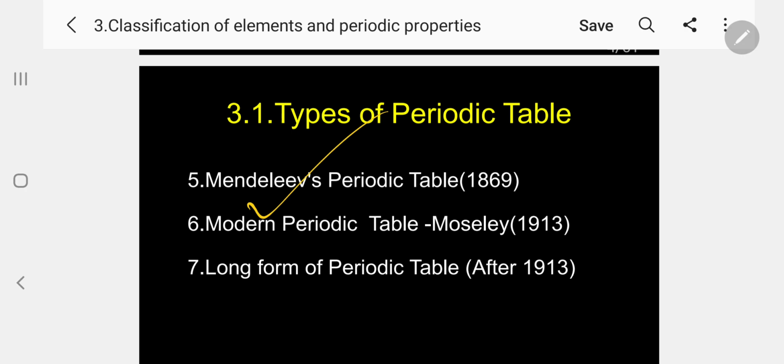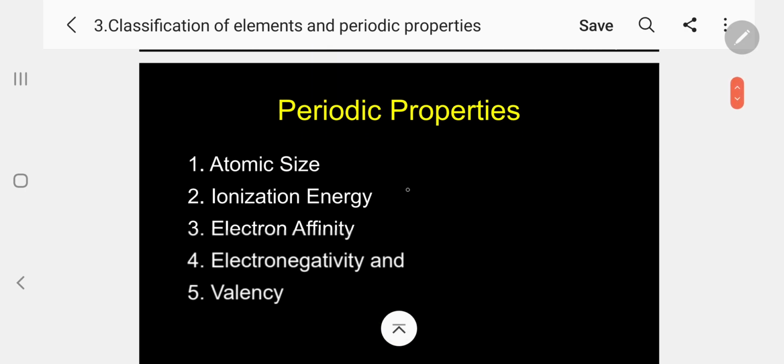Please follow. The modern periodic table is based on atomic number. The previous ones were all based on atomic mass. Kindly follow the difference. Moseley introduced the atomic number. And finally, the long form of the periodic table, given by different people starting from Bohr. These are the merits and demerits of each periodic table you have to study.